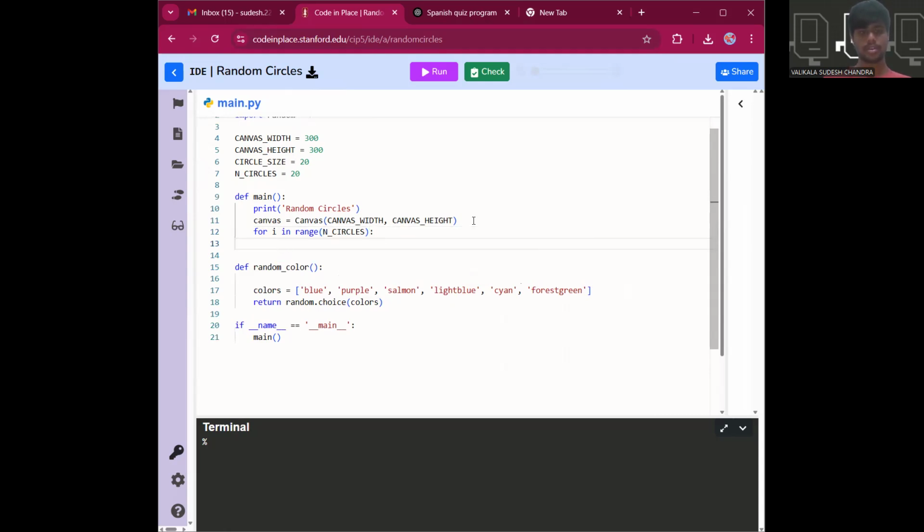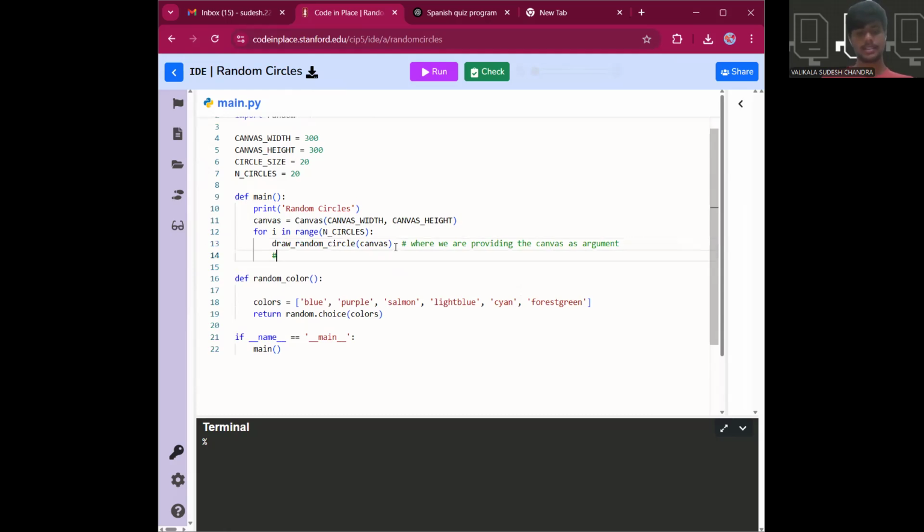Draw random circle on the canvas. So what this function does: this is a customized function where we provide the canvas as the argument, and this function will draw some random color circle on the canvas.